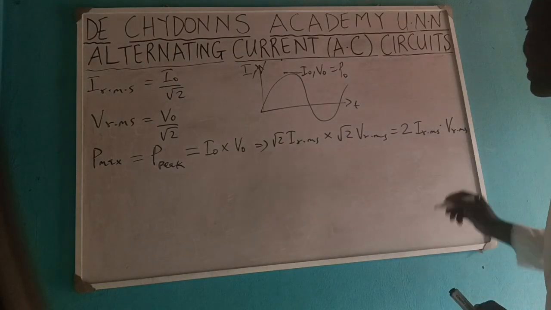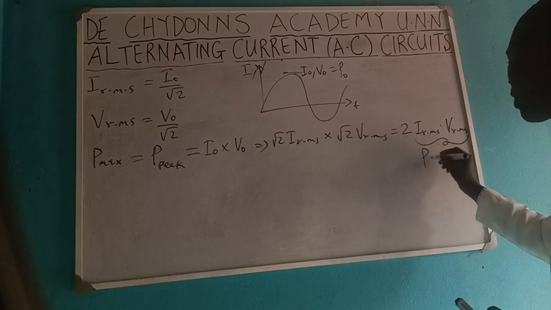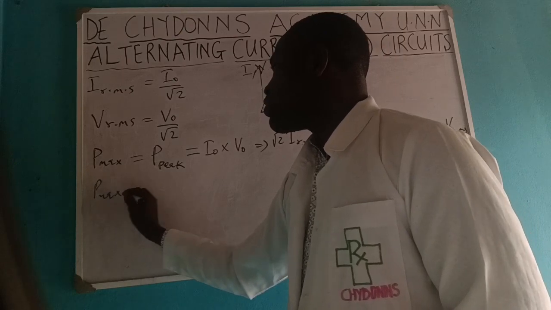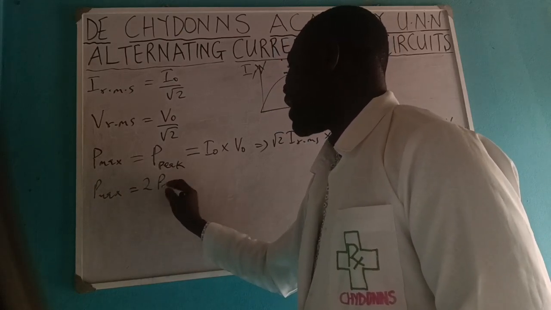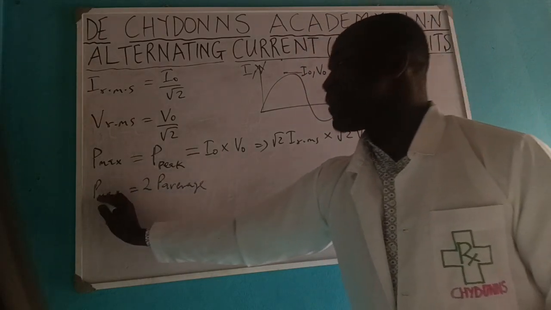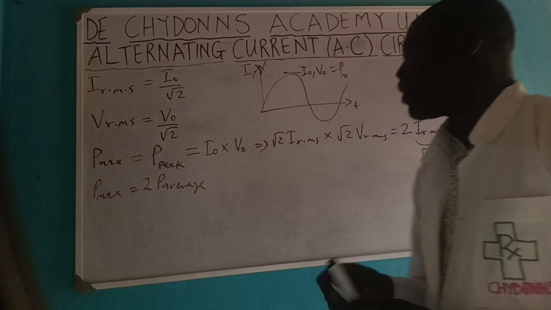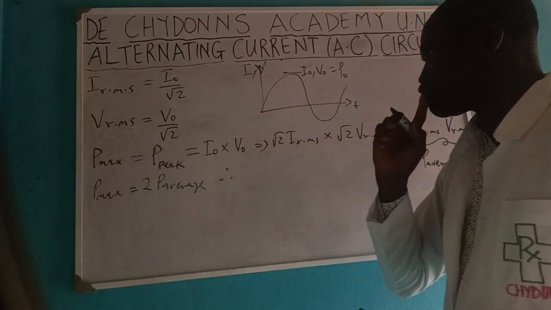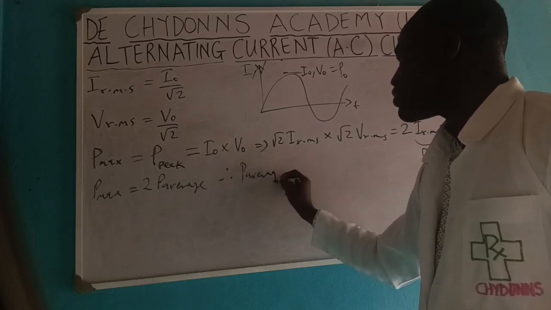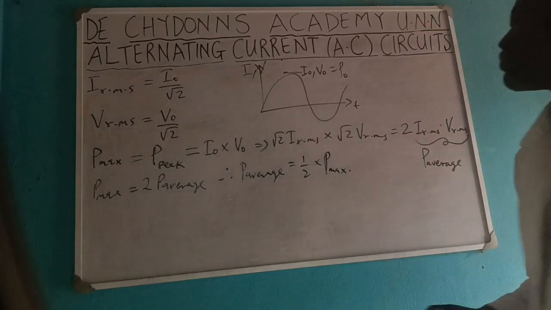You note it. Now, this I root mean square times V root mean square is known to be the average power, P average. That means P max is equal to 2 times P average. That is what it means. The average power times 2 is equal to maximum power. And also, the average power is equal to 1/2 times maximum power or the peak power.